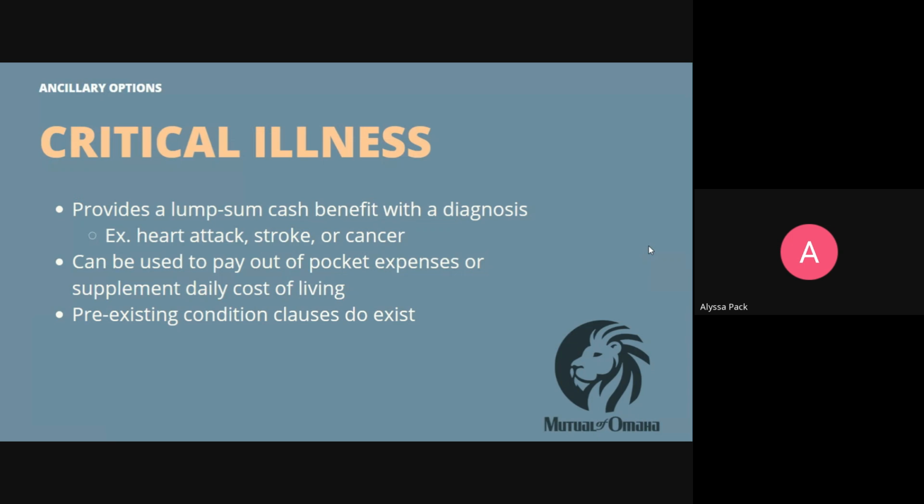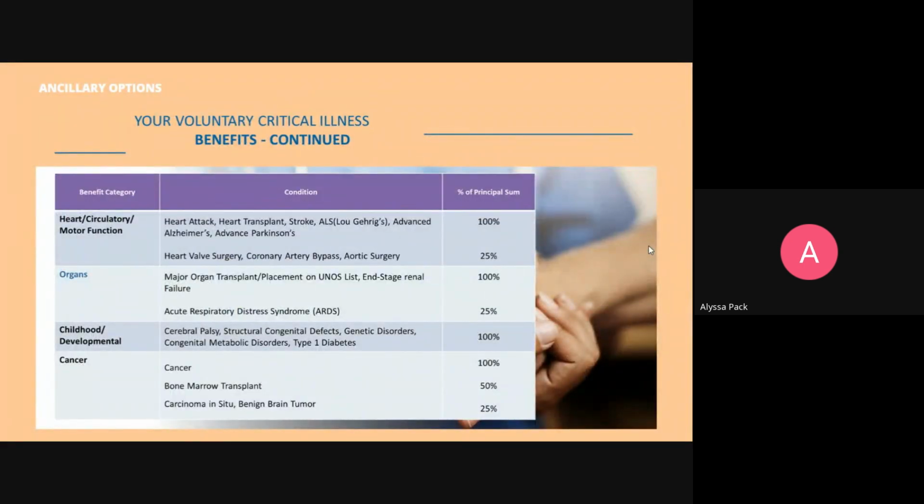This also has some pre-existing condition clauses. So if you have been diagnosed with these prior to enrolling, you're not eligible. But going forward, you are. You're able to elect in $5,000 increments up to $20,000 for you and your spouse. And here are the amounts for each of those. If you have an organ transplant, you'll get 100% of it. If you have a bone marrow transplant, you'd get 50% of that sum. And so a great sort of extra income if something terrible were to happen.